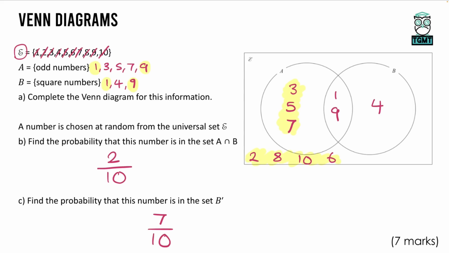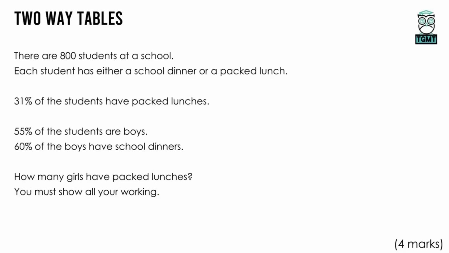So there we go, that is looking at Venn diagrams and set theory. In this question, we would obviously have a two-way table, but there isn't a two-way table drawn. We just have a lot of information. There are 800 students at a school. They either have school dinner or a packed lunch. 31% have packed lunch, 55% are boys, 60% have school dinners. How many girls have packed lunches? And you must show your working.